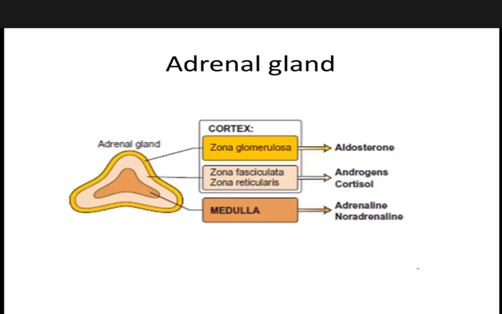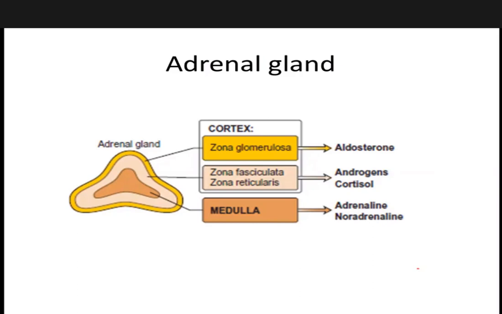And this is a sort of a basic structure of an adrenal gland, right? So you have adrenal cortex and adrenal medulla. Adrenal cortex can be divided into three zones: zona glomerulosa, zona fasciculata, and zona reticularis.